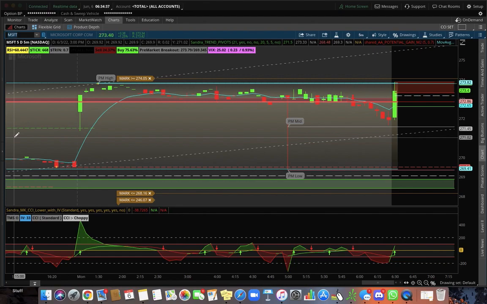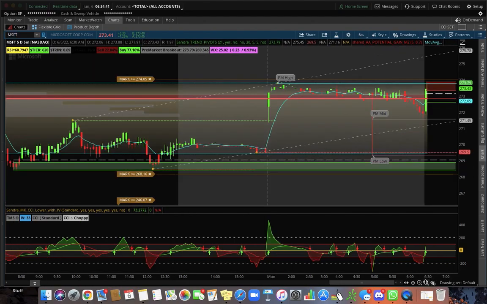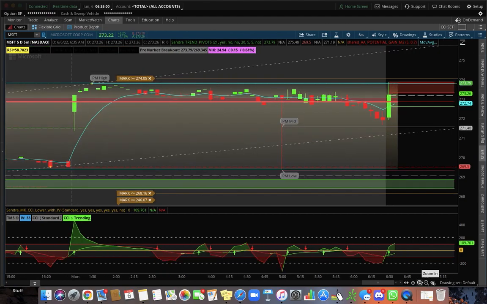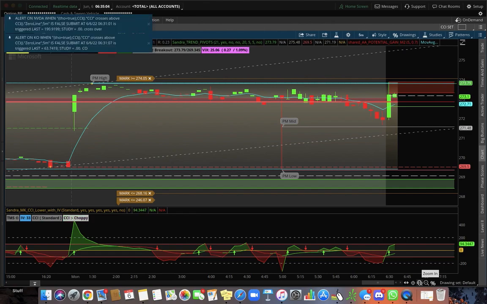So when we look at point of control, by the way, we have our volume profile on right now, and Microsoft actually is breaking above point of control. On mine, point of control is red, and so you can see that it's breaking through. CCI is positive. And what's our level? 274.